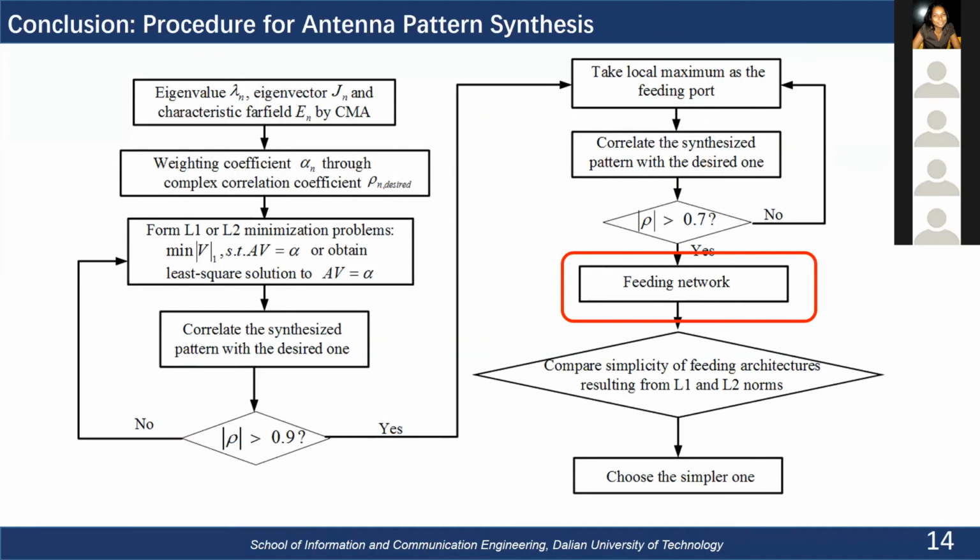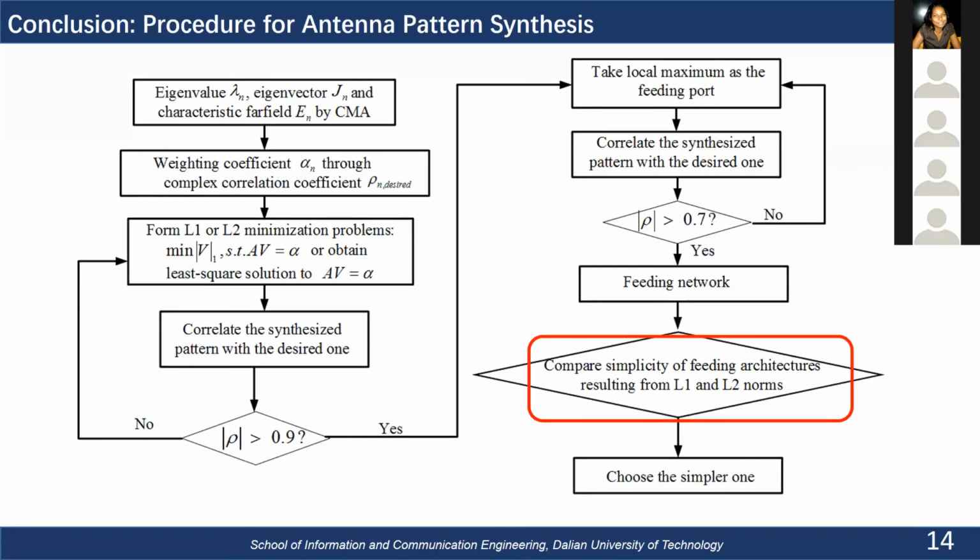So then we'll try to see the feeding information: how many feeding positions are needed, or what kind of power dividers and phase shifters are realized. Then we take a look at the feeding networks and compare the simplicity of the feeding structures resulting from different solvers, and then we'll choose a simple one. And the very last thing is to put those feeding positions in a real antenna and match it using an impedance matching network, or just use a coupling element or something like that. Then you will get your desired pattern more or less. Okay, this will conclude my talk, and thank you very much for your attention.